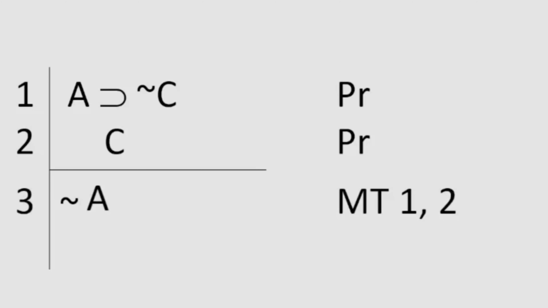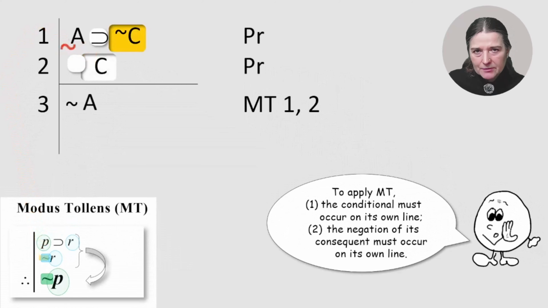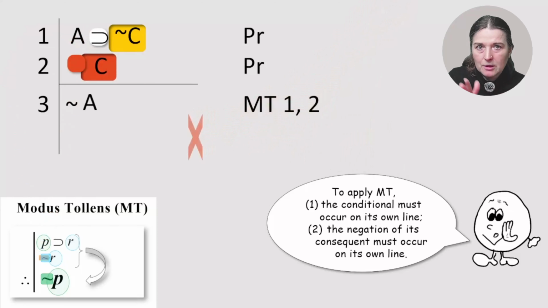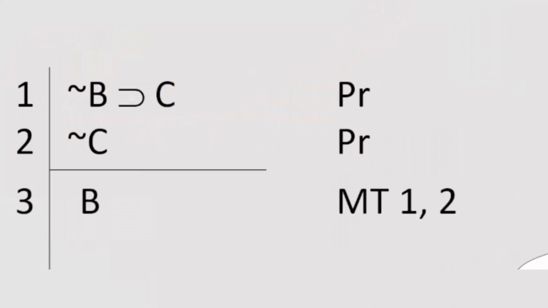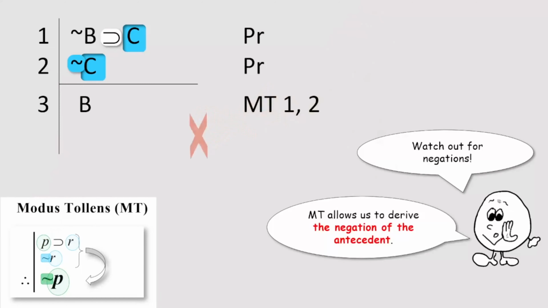How about the following application of Modus Tollens? We are given a conditional, and then we are given, well, a kind of negation of the consequent, and we derive the negation of the antecedent. Well, that's not allowed because we must be given a formula that contains the tilde in front of whatever the consequent is. Here we have another misapplication of Modus Tollens. Here what is derived is not the negation of the antecedent, so that again is a misapplication of the rule.